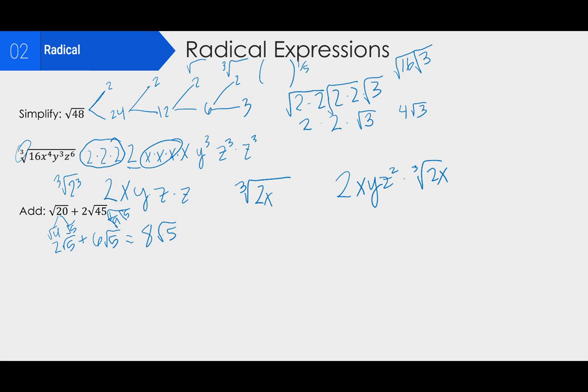Same thing would hold true for subtraction. You need to have like things, and you would just add or subtract with the numbers outside of the radicals. Alright, to multiplication, again, we don't need like things. We're just going to multiply everything together.